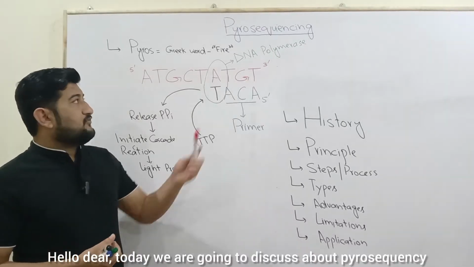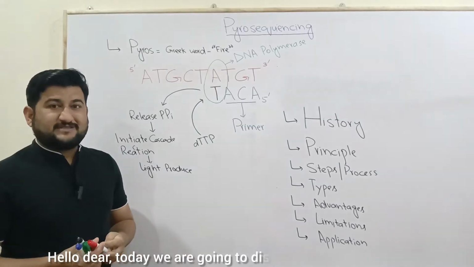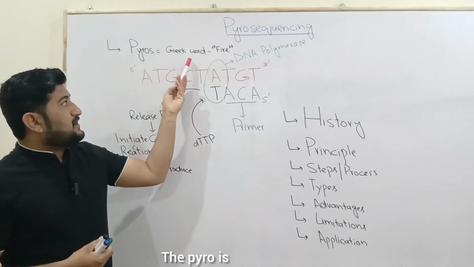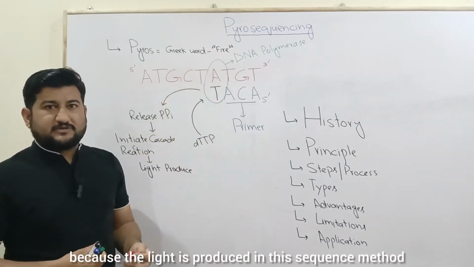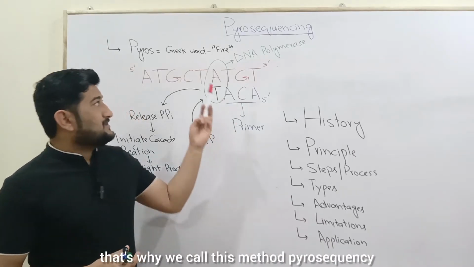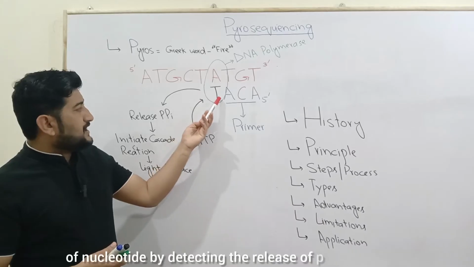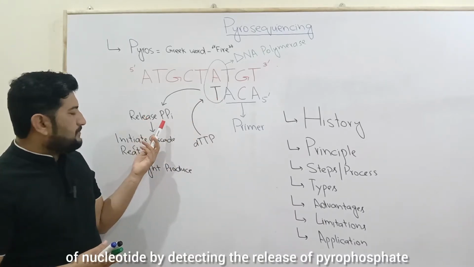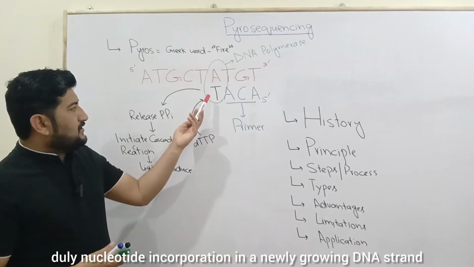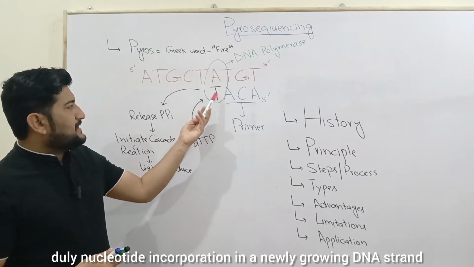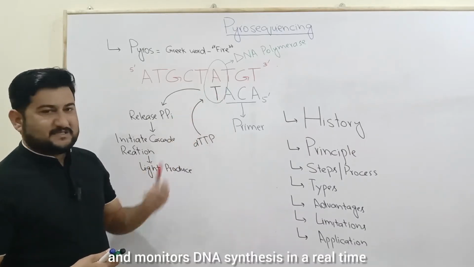Hello dear, today we are going to discuss pyrosequencing. Pyro is a Greek word which means fire, because light is produced in this sequencing method. That's why we call this method pyrosequencing. Pyrosequencing determines the sequence of nucleotides by detecting the release of pyrophosphate during nucleotide incorporation in a newly growing DNA strand, and monitors DNA synthesis in real time.